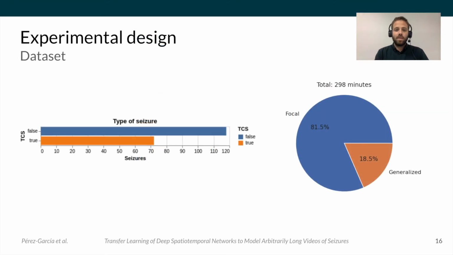To validate our method, we curated a dataset of about 220 seizures. About 1/3 of them were generalizing seizures, although less than 20% of the footage corresponded to generalizing symptoms.